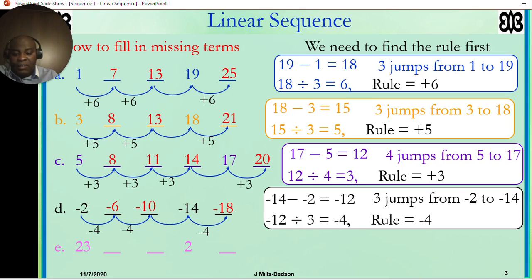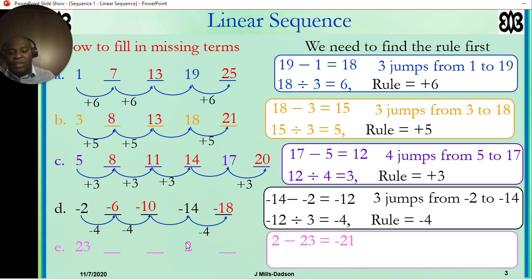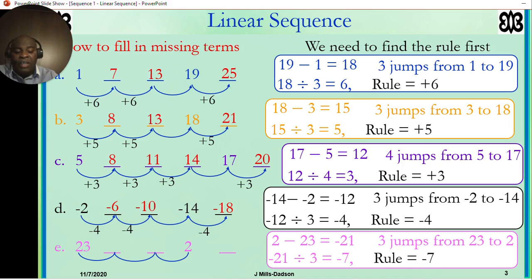Lastly, the difference between 2 and 23. You need to be careful. It's the difference from 2 to 23, so the starting point is 2. 2 minus 23 is -21. Number of jumps, 3 jumps. Divide, and we have -7 as the rule. We take away 7 each time. And we find our missing terms to be 16, 9, and -5.